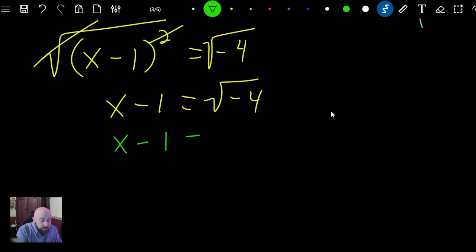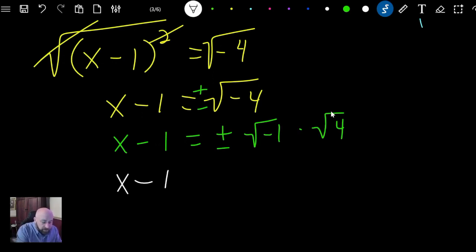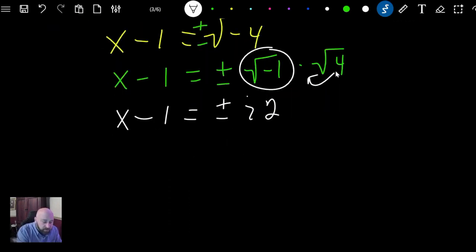X minus 1 equals, and that is a plus minus when you get that too. So plus minus, and we're going to get the square root of negative 1 times the square root of 4. And we just kind of keep solving this out. We change the color again. X minus 1 equals plus minus. There's my i that comes out. And then what comes out of here is a 2. So we can switch that around to make that look a little bit better, because the book likes it the other way. 2i is what that looks like.